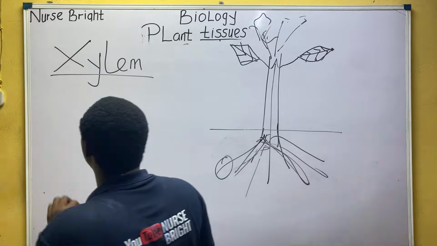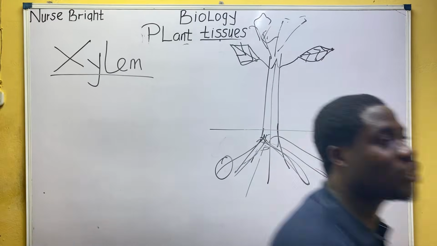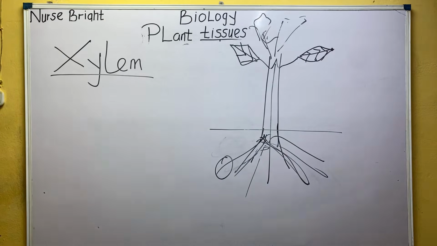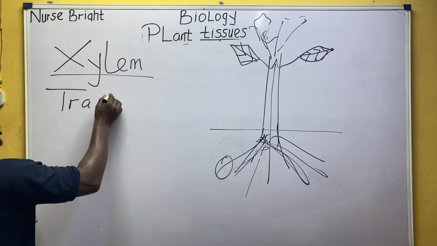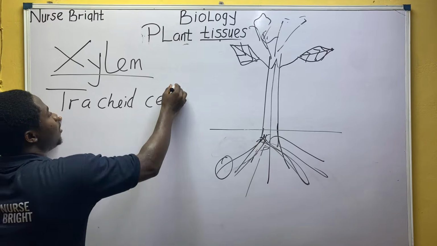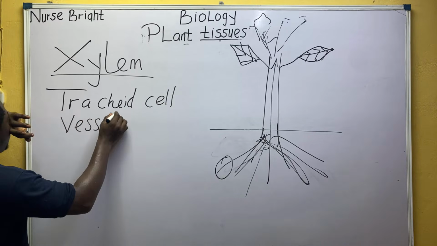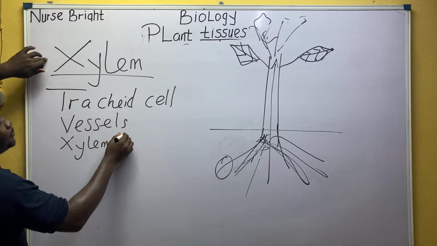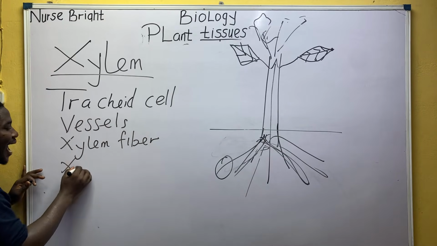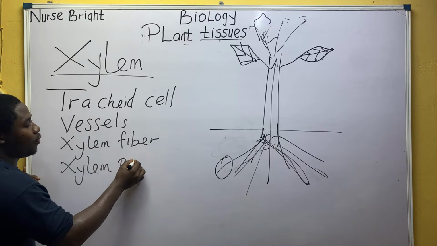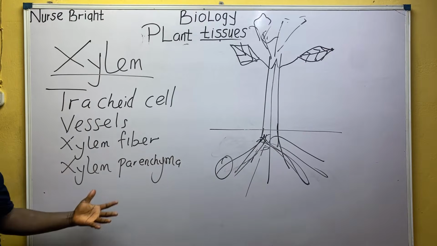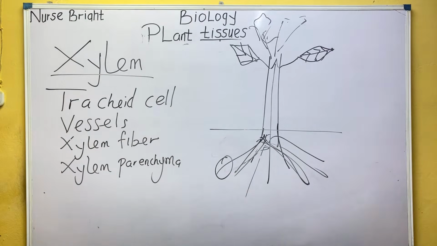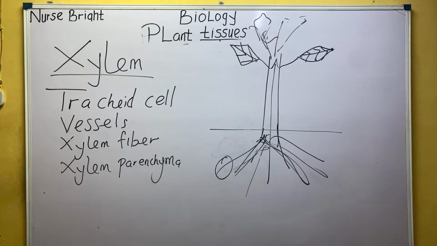Alright? The first one, we call them the trachea cells, which are found in the xylem tissue. So we have the trachea cells, the vessels, the xylem fiber, and also the xylem parenchyma. Alright, all these are found where? In the xylem. They are cells, they are a component of what? The xylem.